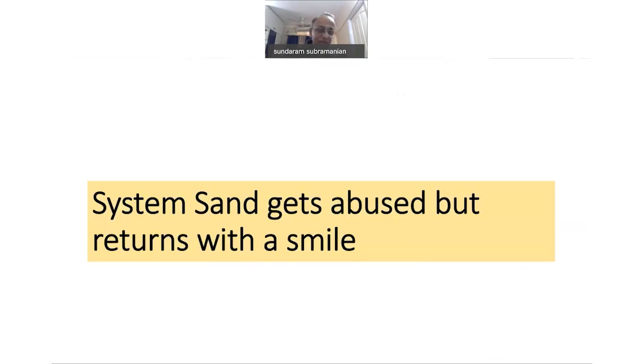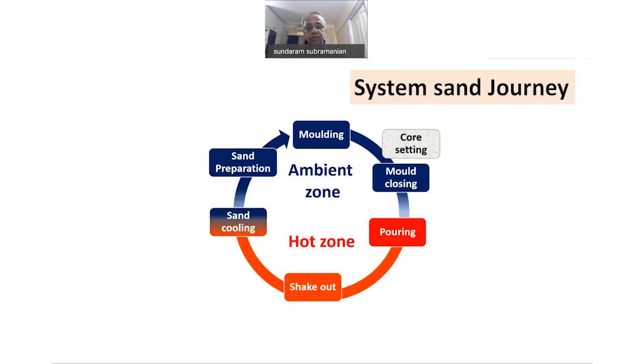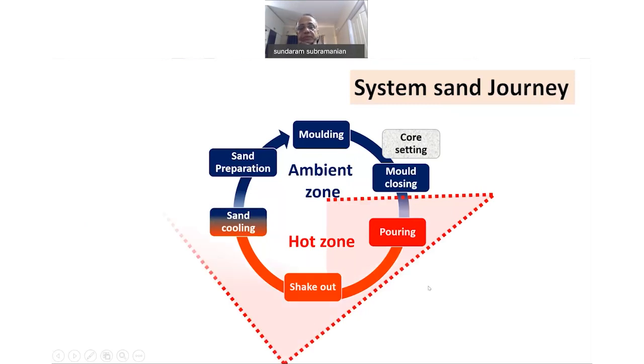This system sand has this cyclic work to do. It starts with the sand preparation here, and then it goes to the molding area. Then the mold is closed with cores. Then it is ready for pouring. The cooled casting is shaken out, and then the sand gets really hot. And then sand has to be cooled. So now we'll see that this part of the process, this part of the cycle is the hot zone, and then here is the ambient zone.